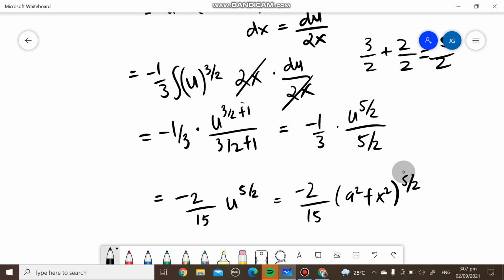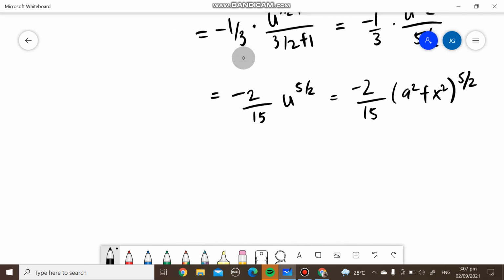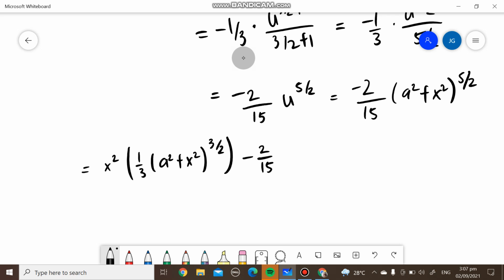So, when we complete the answer, we will arrive at x squared times 1/3 multiplied by (a squared plus x squared) raised to 3/2, minus 2 over 15 times (a squared plus x squared) raised to 5/2.